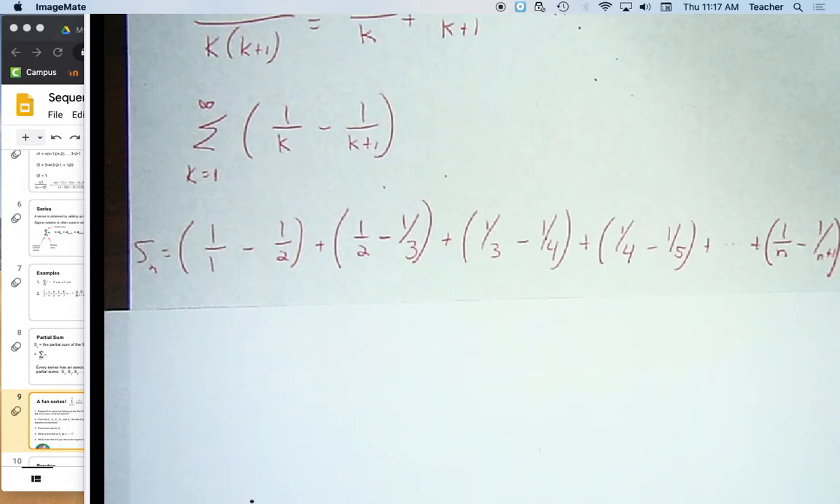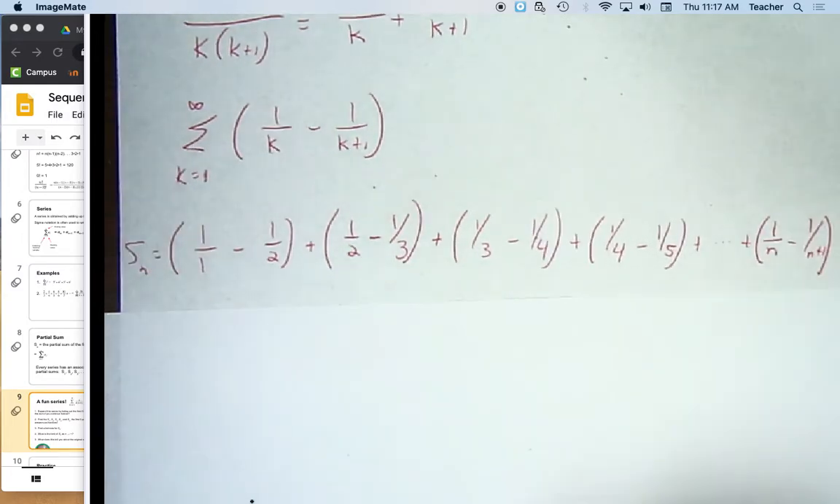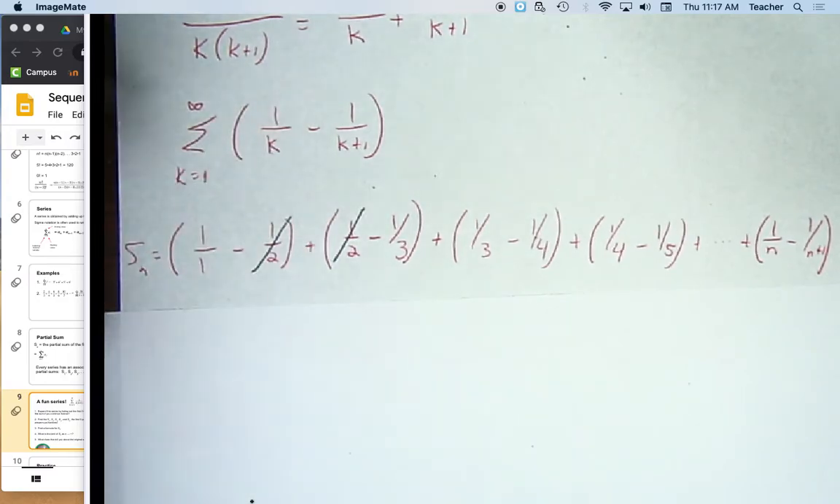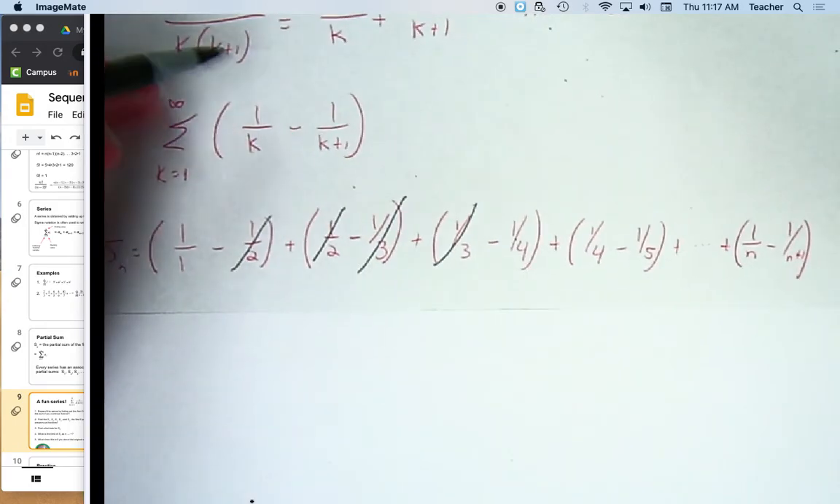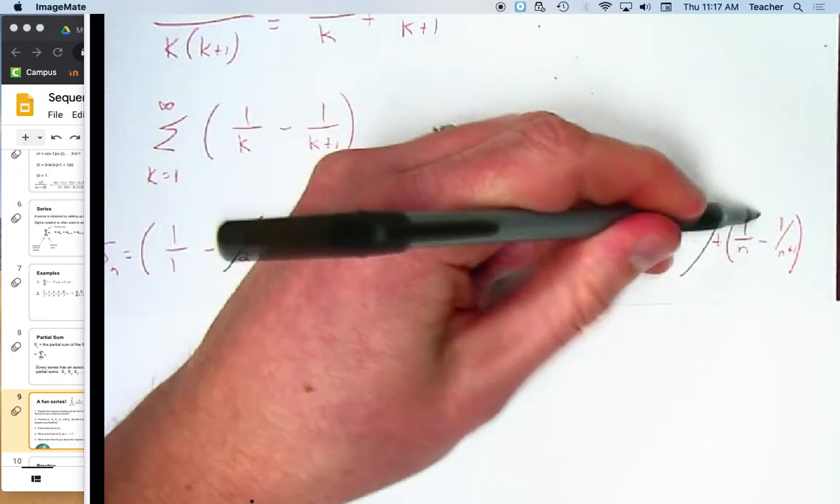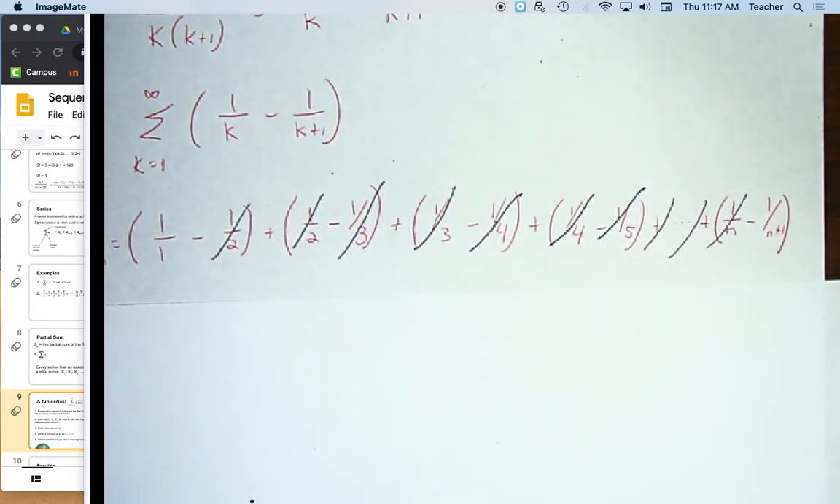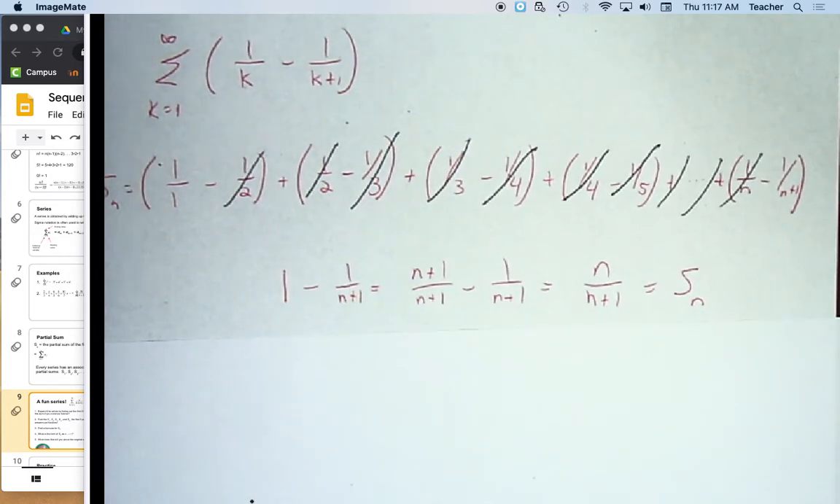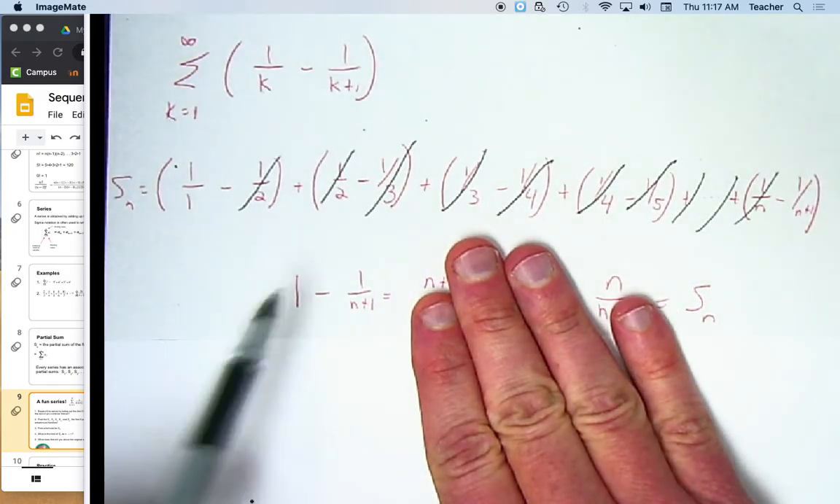This type of series is called telescoping, and it goes back to those old telescopes you'd see in pirate movies that expand and collapse. We've got this telescope that's extended, written out in a real long way, but we're going to collapse it by noticing that I've got a -1/2 and a +1/2. I've got a -1/3 and a +1/3. I've got a -1/4 and a +1/4. That continues all the way along. Everything has a partner except the very first thing and the very last thing. So S sub n, after all that work, is simply 1 minus 1 over n plus 1.